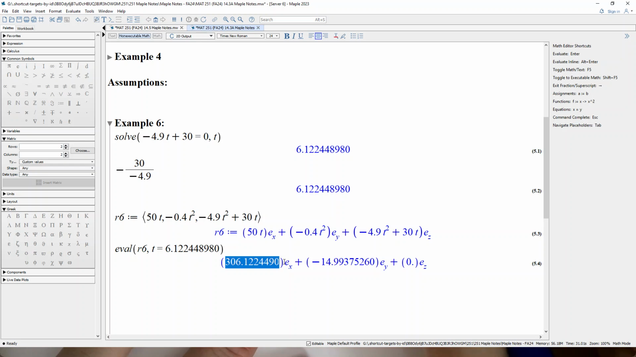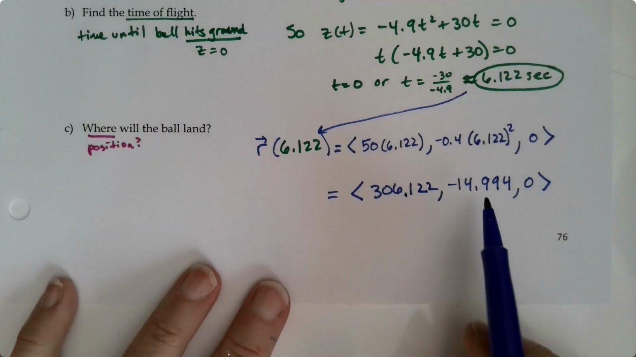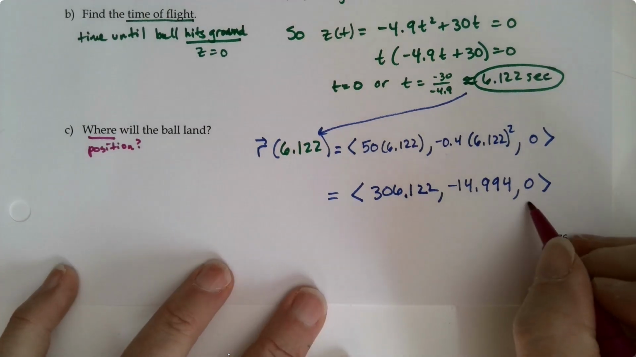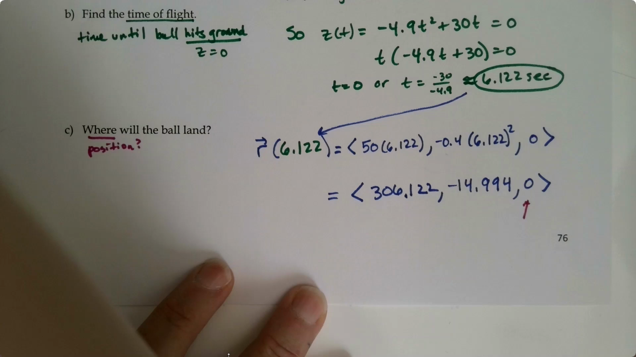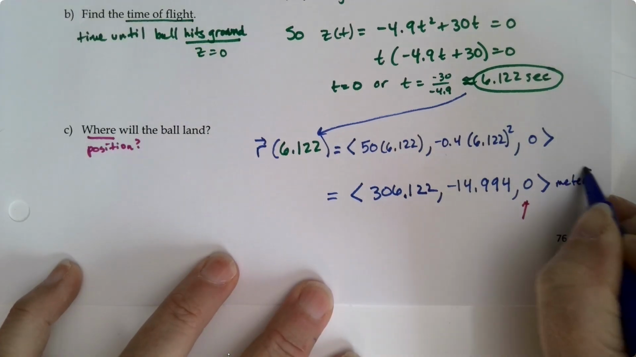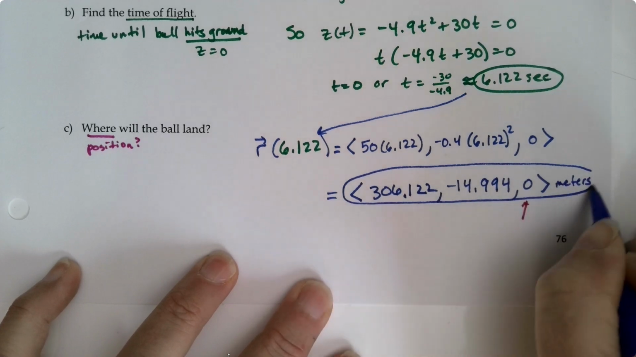306.122, negative 14.994, 0. So you can see that it was blown off course, right? So it's landing, z is 0. And for the record, this would be meters. All right, so there's the position, which it asked for.